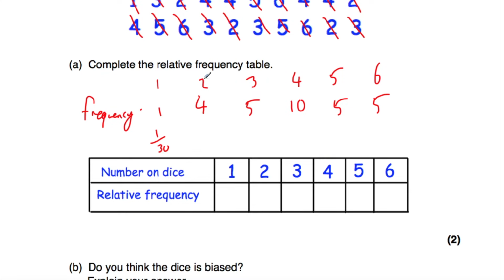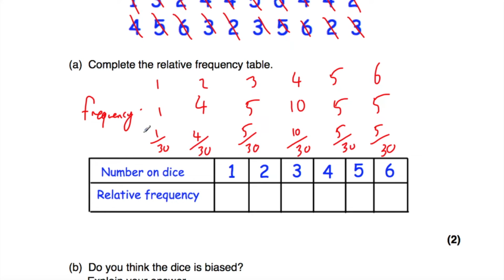It landed on a 2 4 times, that's 4 out of 30. It landed on a 3 5 times, that's 5/30ths. It landed on a 4 10 times, that's 10/30ths. It landed on a 5 5 times, that's 5/30ths, and it landed on a 6 5 times, that's 5/30ths. Now these fractions, I'm going to cancel them down.